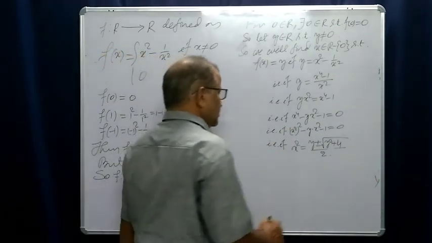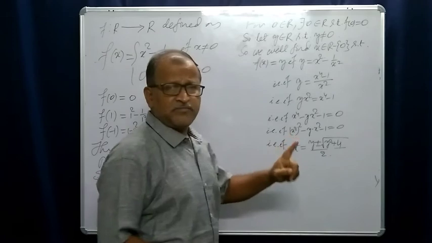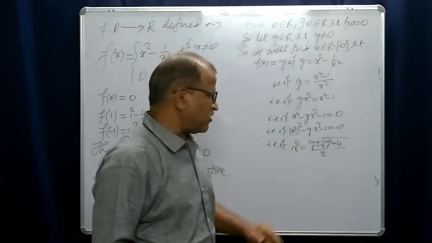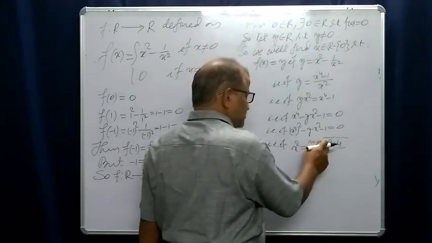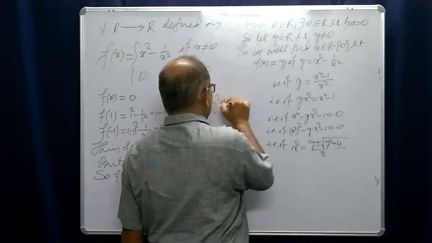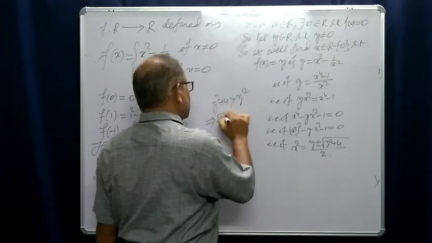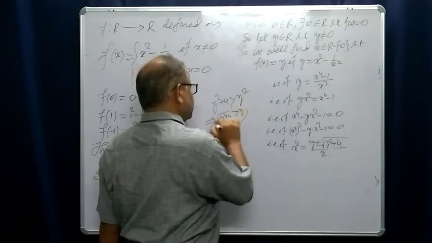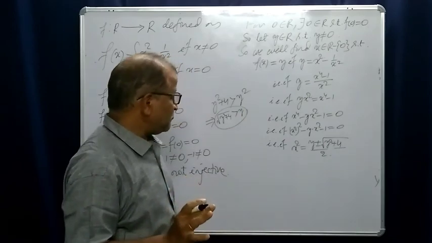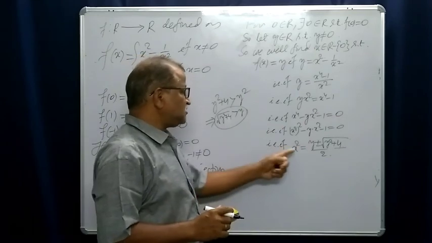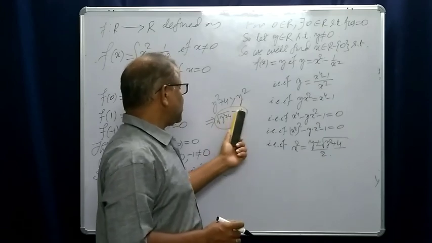But you see, x square is a non-negative number. And if you take the minus sign here, you see y square plus 4 is greater than y square, so the square root of y square plus 4 will be greater than y. If you take the positive sign, you have to take the positive sign because here it is x square, and x square cannot be negative.